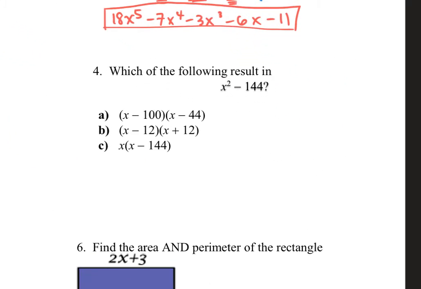Number 4, it says which of the following result in x squared minus 144. So one way you could do this, instead of multiplying these numbers out, we could remember that we can factor this. And when we factor this, we take the square root of x squared and the square root of 144, since these are both perfect squares, and we get x plus 12, x minus 12. So when we factor x squared minus 144, we get x plus 12, x minus 12, which means B is the correct option here.